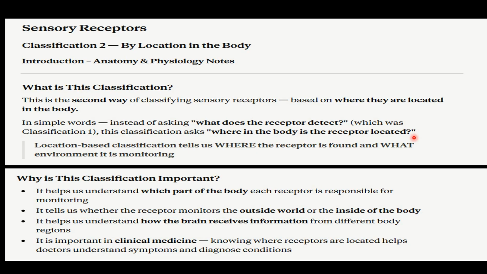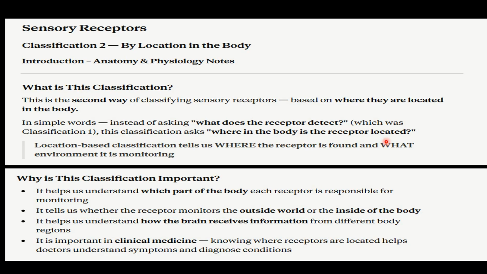Remember one thing, there are multiple classifications, so we should know the difference between them. Otherwise you will misunderstand or misinterpret the information when it is asked in interviews or examinations. So it's always better to go one by one, understand the classification properly, understand its types properly, then things will be easier for you. One thing is clear, this classification is based particularly on location, and it tells where the receptor is found and what environment it is monitoring.